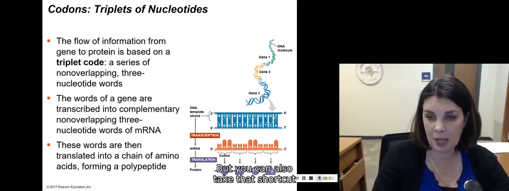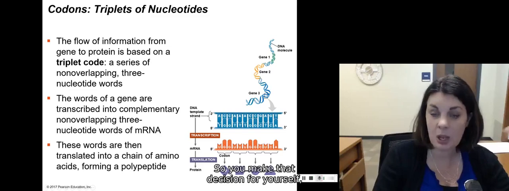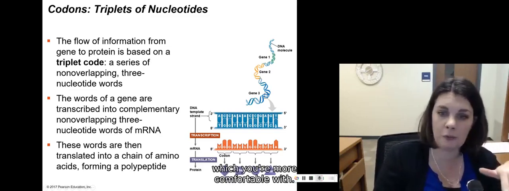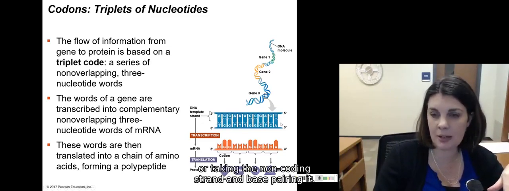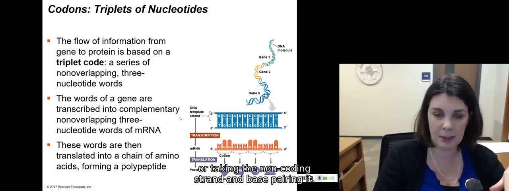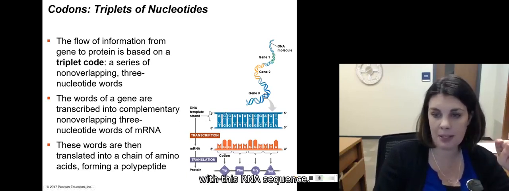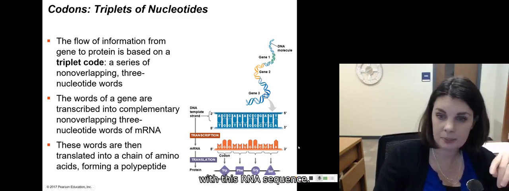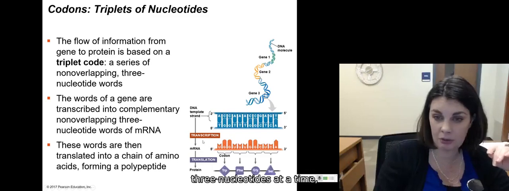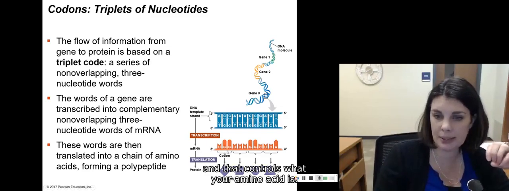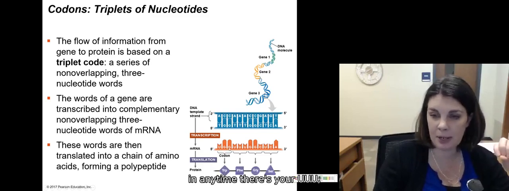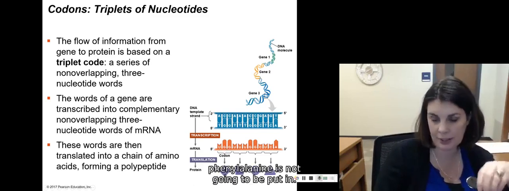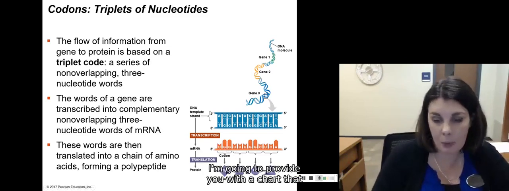They go through and base pair, right? But you can also take that shortcut and just turn your T's to U's. So you make that decision for yourself, which you're more comfortable with, taking the coding strand and turning the T's to U's, or taking the non-coding strand and base pairing it. But either way, you're going to come up with this RNA sequence. And then from that, you go 3 nucleotides at a time, and that controls what your amino acid is. So anytime there's a UGG as the codon, tryptophan is going to be put in. Anytime there's a UUU, phenylalanine is going to be put in.